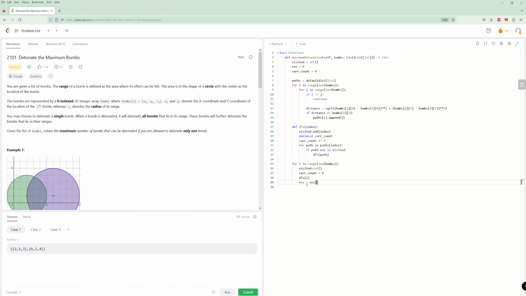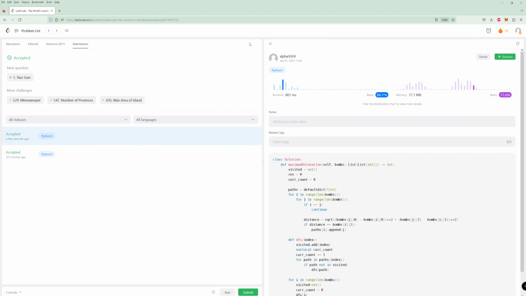And then we need to try to maximize that, right? So that's going to be res equals max of res and cur count. That's how many nodes we visited from the node that we started. Now we just need to return res here, and that's our maximum total bombs we could blow up. Okay, perfect.